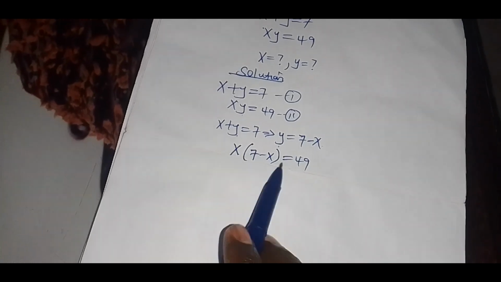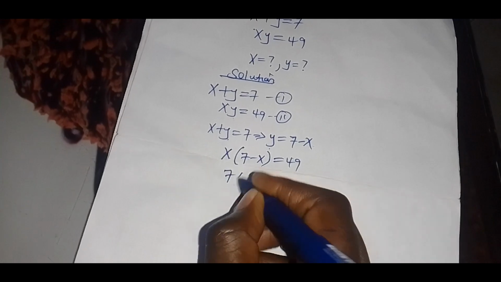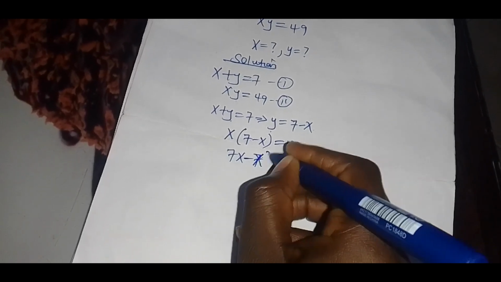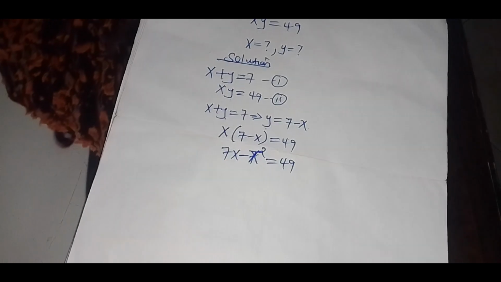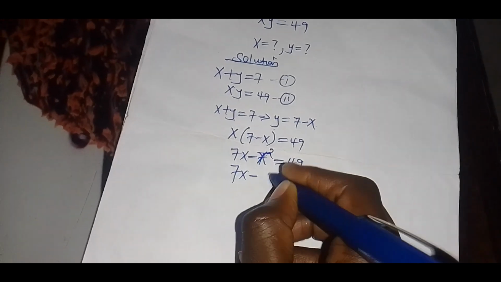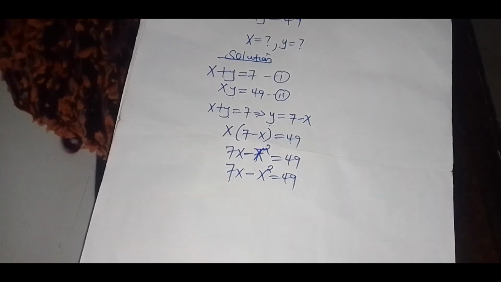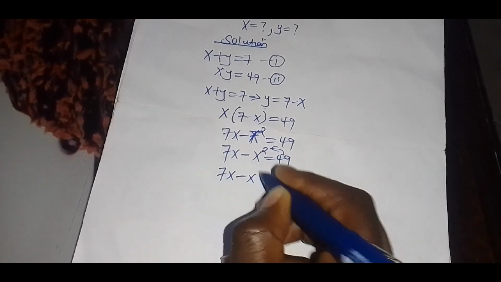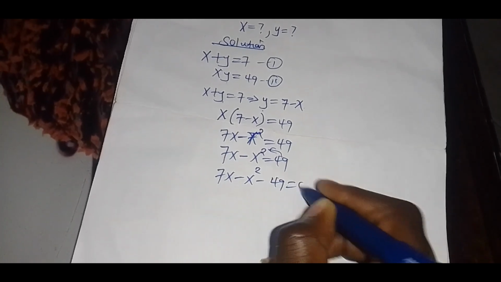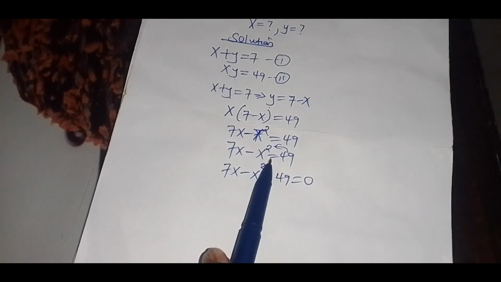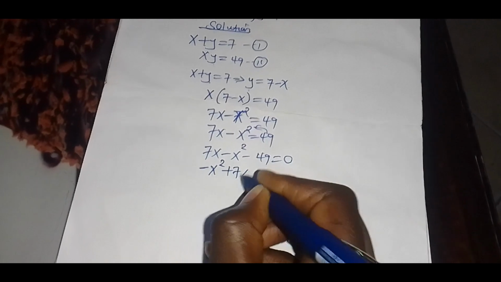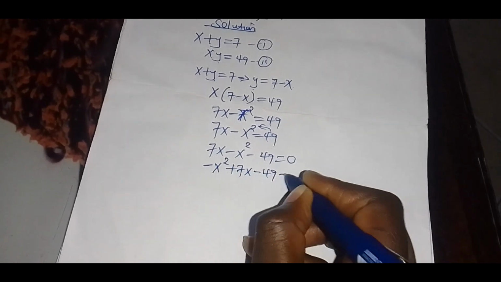And then we expand the equation so that we'll have 7x minus x squared, which is equal to 49. So we'll have 7x minus x squared minus 49 equal to 0. We take this 49 to the left hand side to form this quadratic equation. So here we'll have minus x squared plus 7x minus 49 equal to 0.